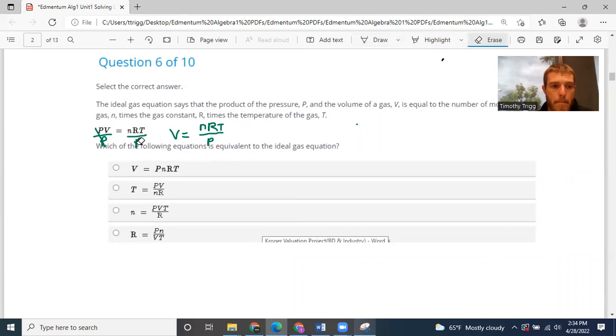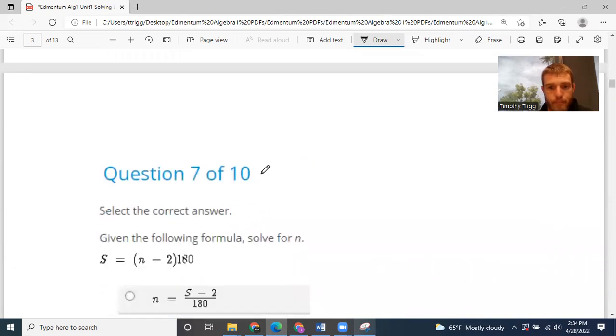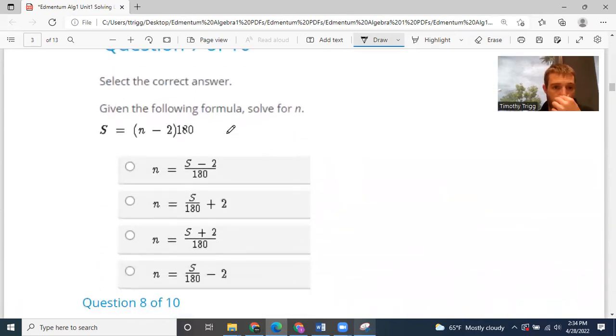Well, maybe they solved for T. So let's go ahead and solve for T. To get T by itself, I need to get rid of n and R. So to do that, I divide by nR, canceling both. I'll just do them both in one step. Divide by nR. So PV over nR to get T by itself. Oh yeah, PV over nR, that's correct. The other ones must be wrong somehow.